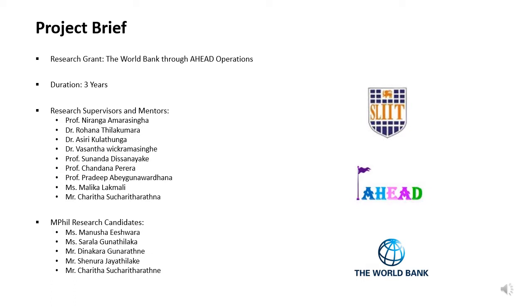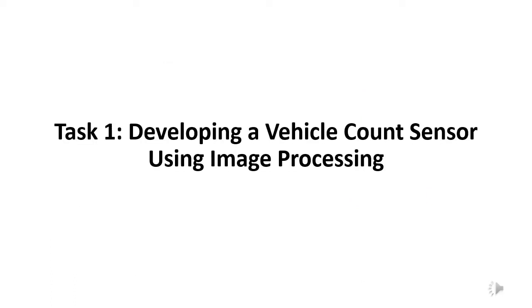Also, 5 MPhil degrees are targeted from this project. We have 4 main tasks in this study. Each task will be described in this video. Task number 1: Developing a vehicle count sensor using image processing.